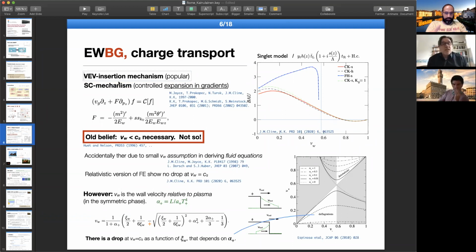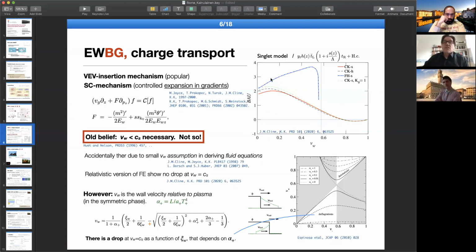And then the other one is the semi-classical mechanism, which has the slight edge of being a controlled expansion in gradients. And so I give these results here only using the semi-classical mechanism. In the semi-classical mechanism, the CP violation is explicitly present in an effective force acting on particles, which is different for particles and antiparticles, because this S_K0 here is a number plus or minus one, which is plus for particles and minus for antiparticles.